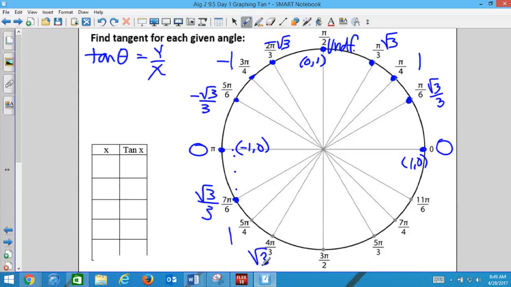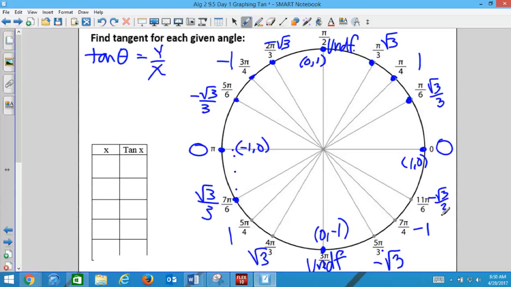And then at 3 pi over 2, we're at the quadrantal again. We have to write the ordered pair. What ordered pair is that? That is 0, negative 1. We do y over x, and we get undefined. What happens to tangent in the fourth quadrant? It's negative. So this 5 pi over 3 is a 60 degree reference angle, but it is negative. So we get negative square root 3, then negative 1, then negative square root 3 over 3. And then we can keep going around and around if we want, because it repeats.